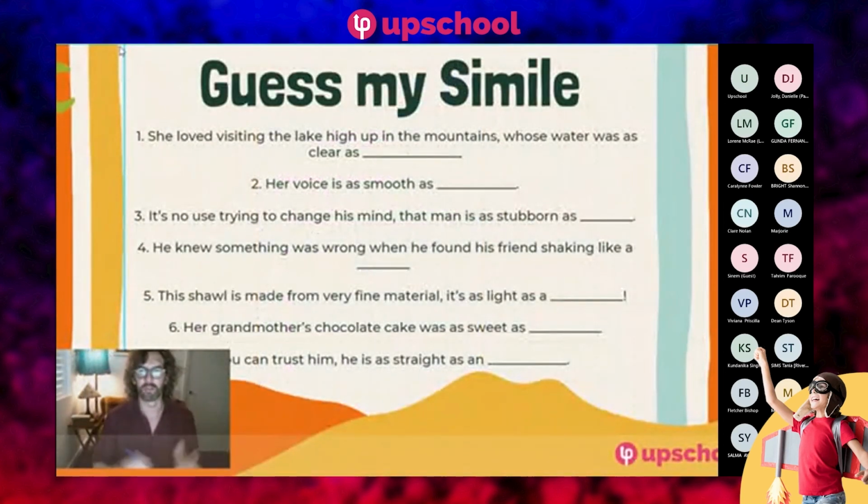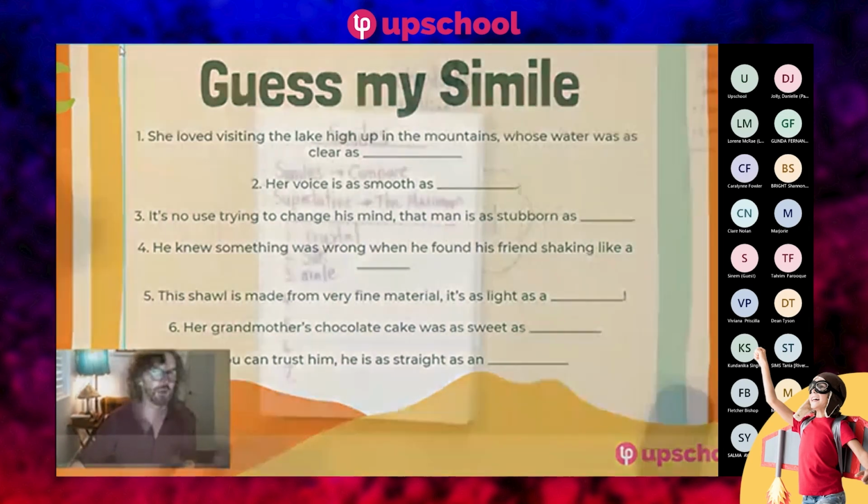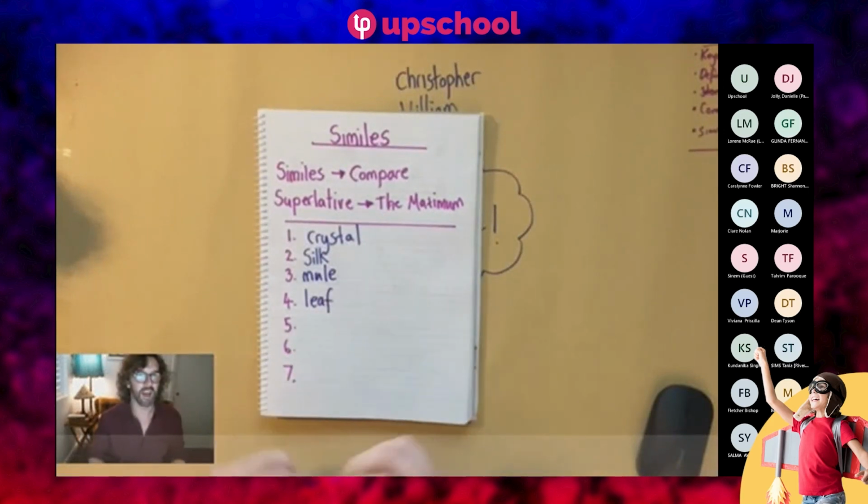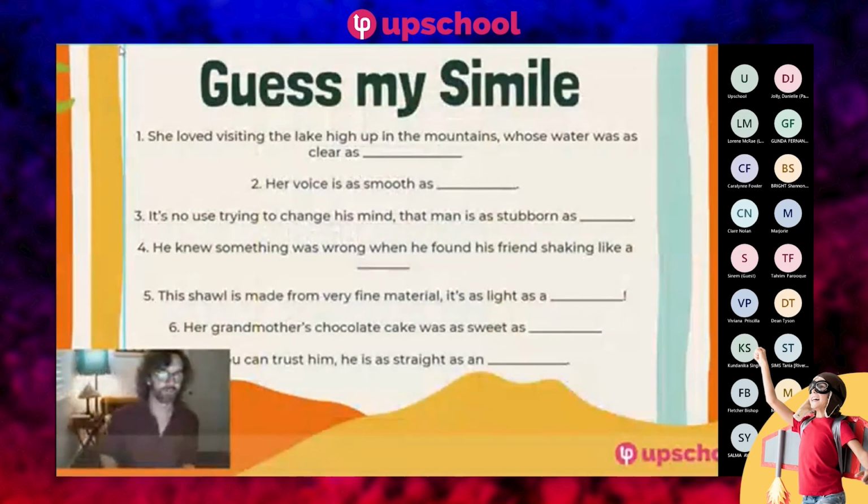He knew something was wrong when he found his friend shaking like a... Ooh, what shakes a lot all the time? Well, I will tell you, the answer is a leaf. He was shaking like a leaf. Really, really good. Let's continue.